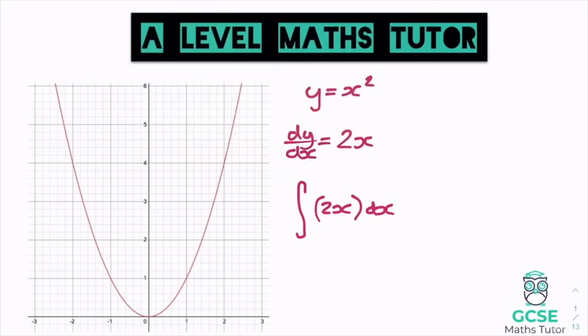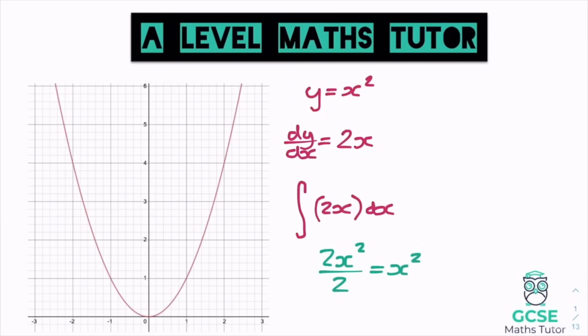So obviously, as we've said, we're going to increase the power. At the moment, the power of x in 2x is a power of 1. So if we increase that, it becomes 2x squared. And then rather than multiplying the coefficient by that power, we're going to divide the coefficient by that power. And the power is 2, so we're going to divide it by 2. And you'll see when we do 2x squared divided by 2, we get back to that original x squared that we had up the top there.